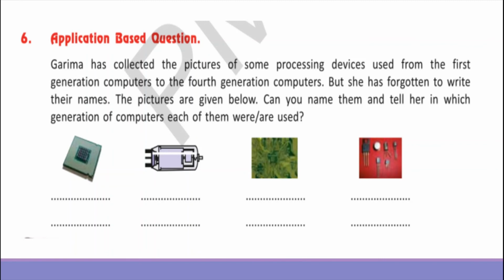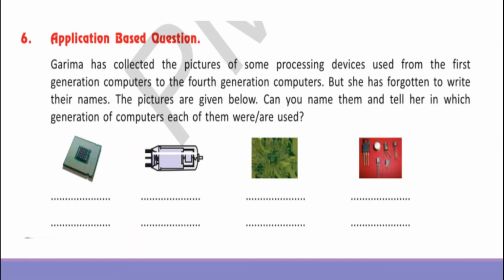Garima has collected the pictures of some processing devices used from the first generation computers to the fourth generation computers. But she has forgotten to write their names. The pictures are given below. Can you name them and tell her in which generation of computers each of them were or are used? Children, look at the pictures carefully.